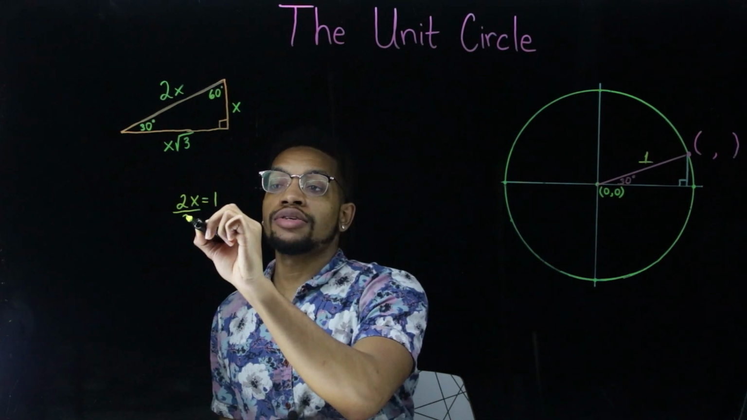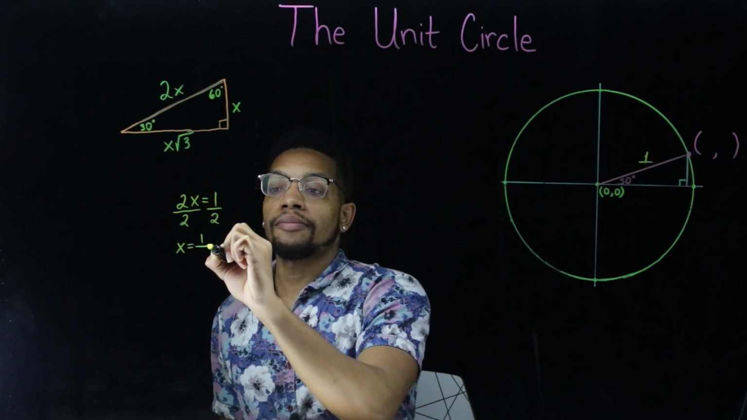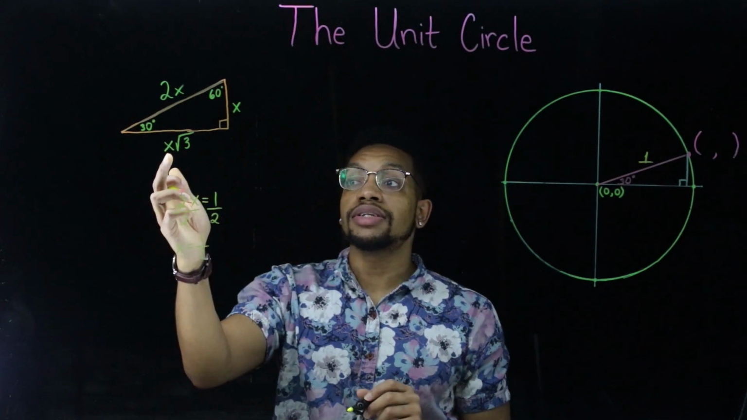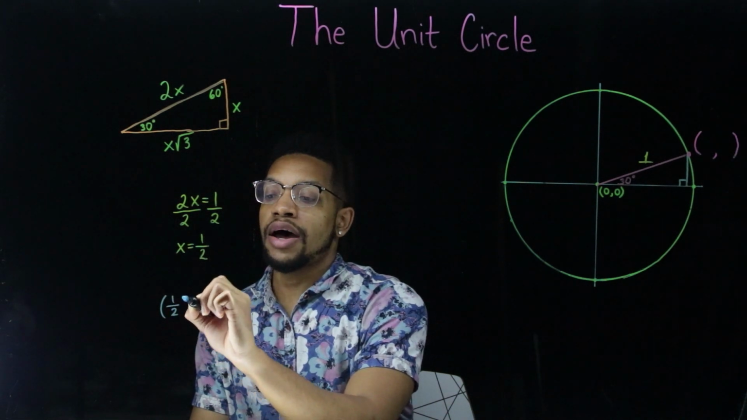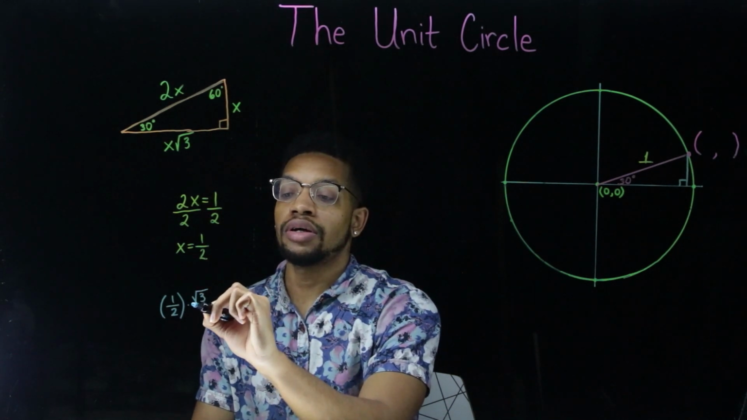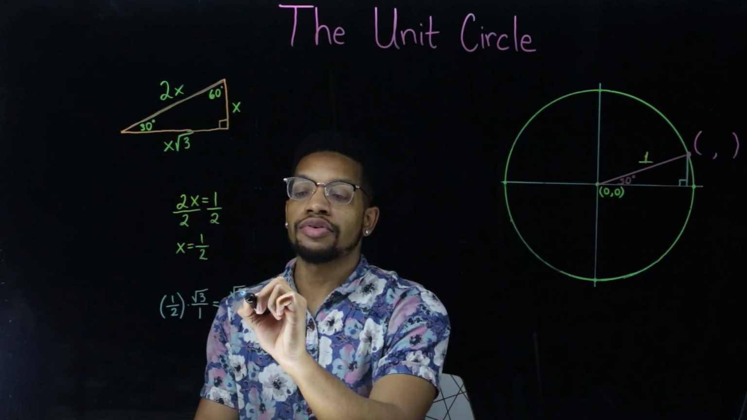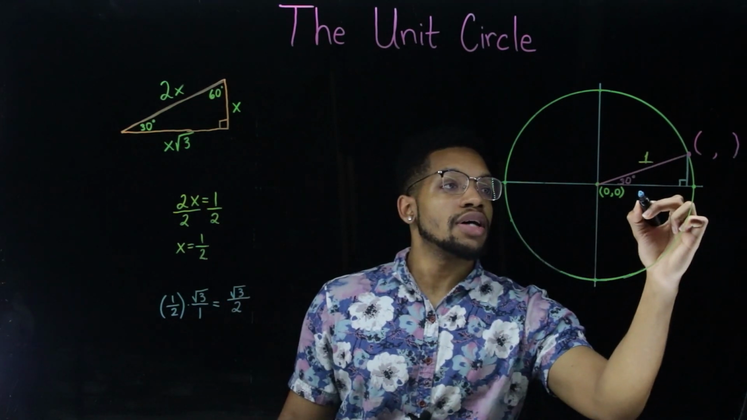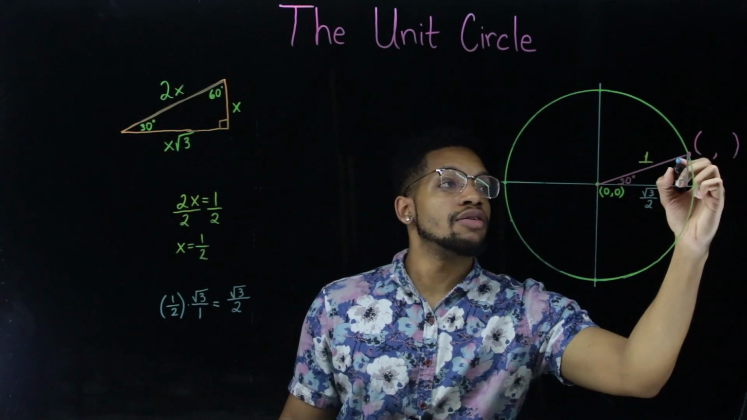So I set up 2x equals 1, and then I can divide by 2 on both sides to get x equals 1/2. All right, and for this bottom side, I know it's x times the square root of 3. So if I do 1/2 times, and I rewrite the square root of 3 as the square root of 3 over 1, just so you can see you're multiplying two fractions, multiply across the top, that's the square root of 3 over 2. And so this is going to be this side right here, and my x is going to be a distance of 1/2.